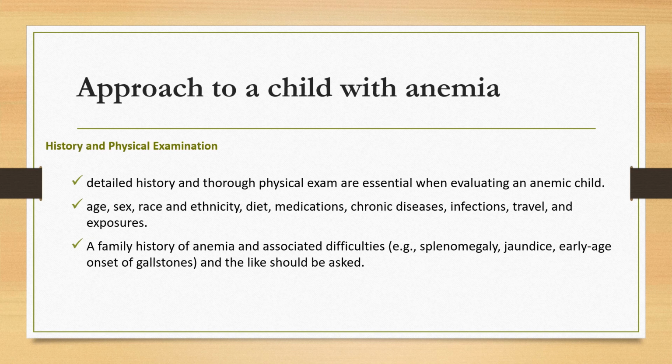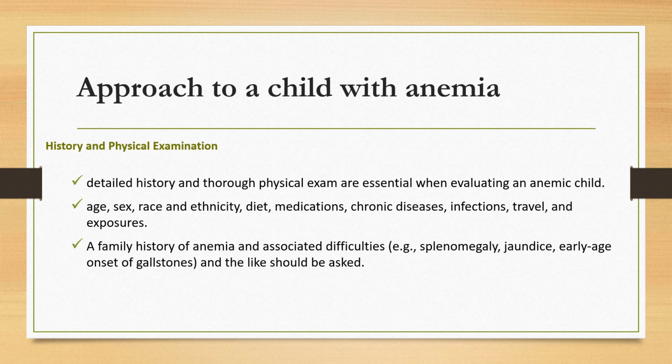For example, if a term neonate comes at the age of 10 weeks with anemia of, for example, hemoglobin of 9 or 10, this might be due to physiological anemia of infancy. And also iron deficiency anemia is common in children between the age of 1 to 2 years and the like. And also gender is very important. Some causes of anemia depend on the gender of the child. And also diet is very important.